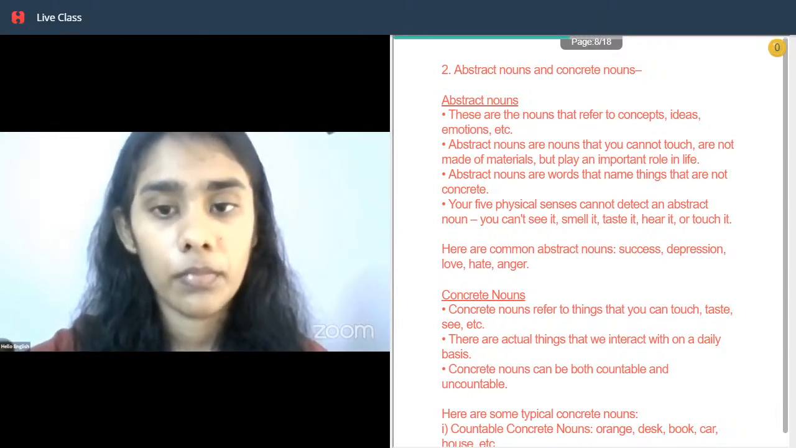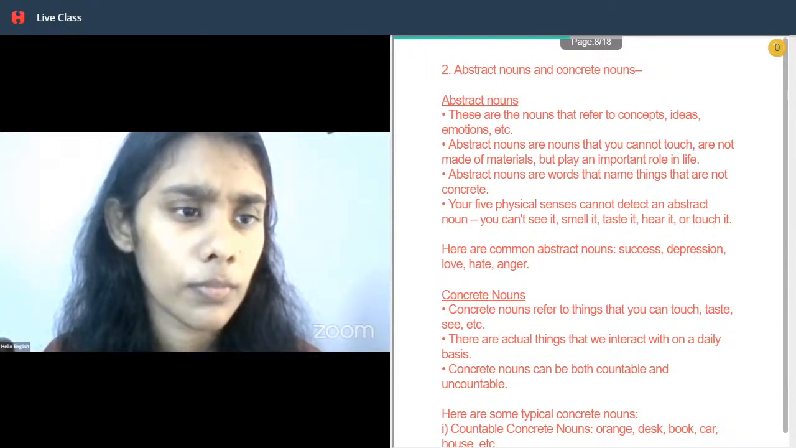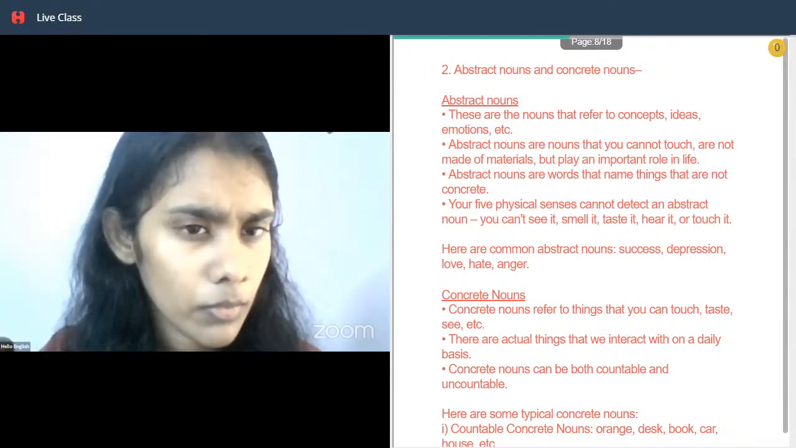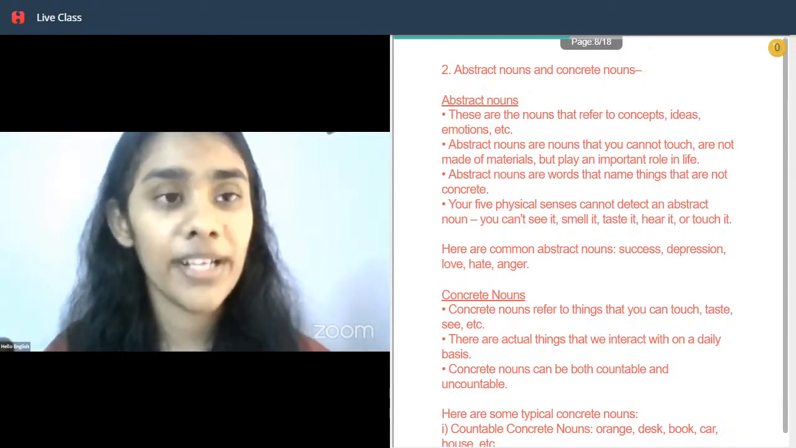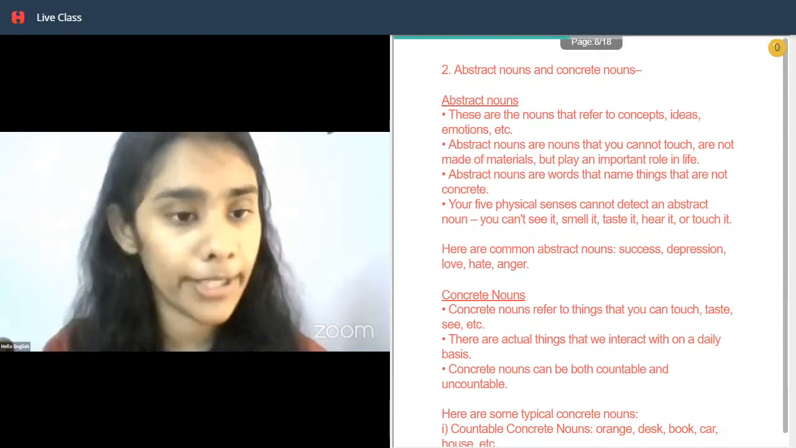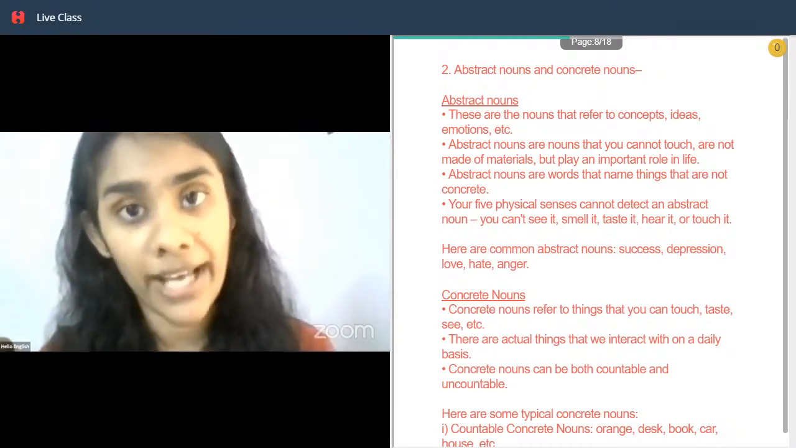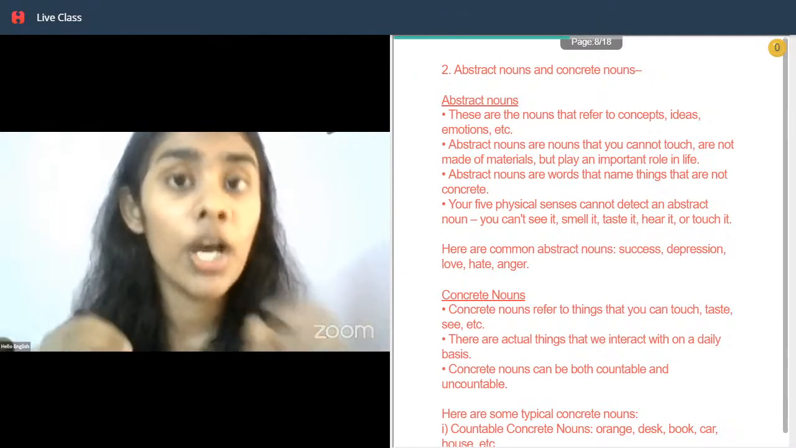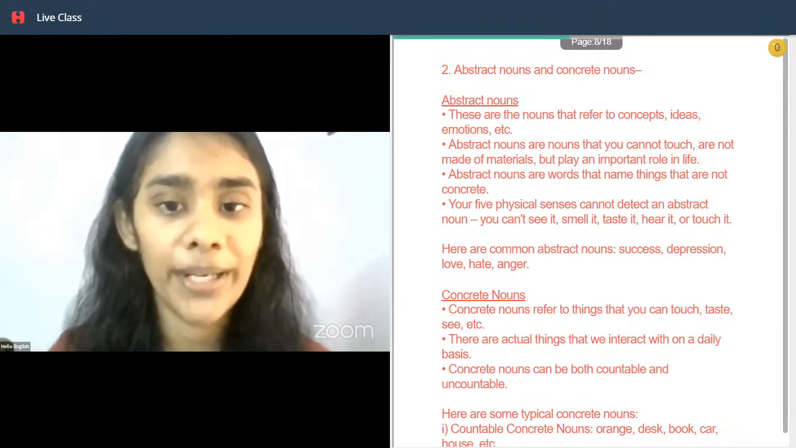Yes, ma'am. In this slide, the concrete noun is mentioned. Ma'am, it can be in both forms, like proper noun or common noun. Yes, what you are saying is correct. It can be proper or common as well. This is a different type of classification, based on whether you can touch or cannot touch. Understood? This is that type of classification.